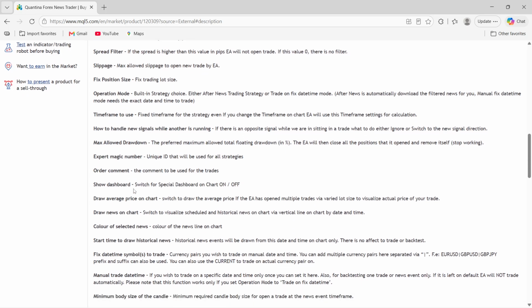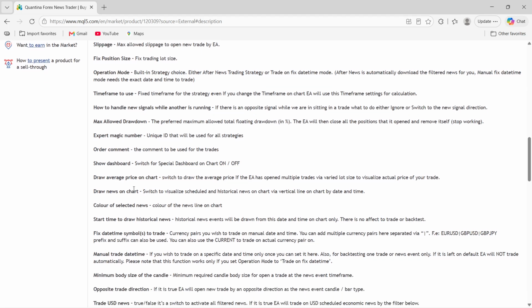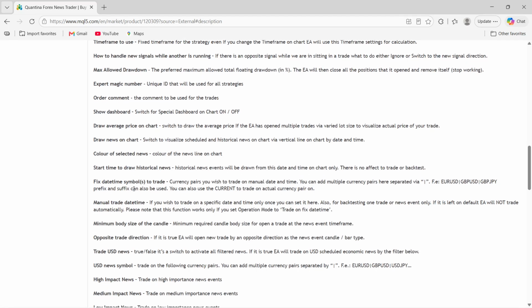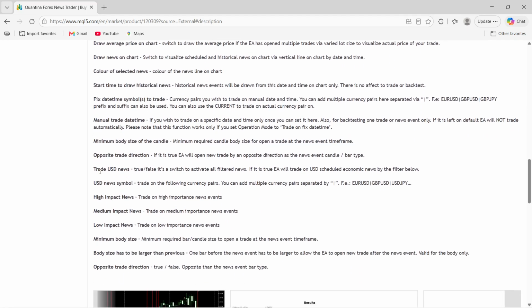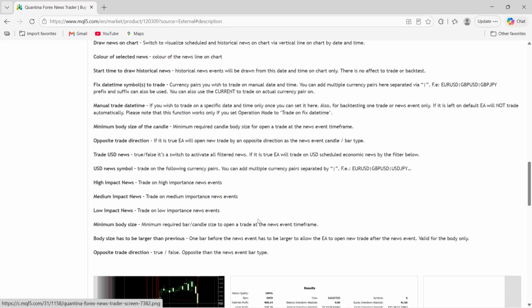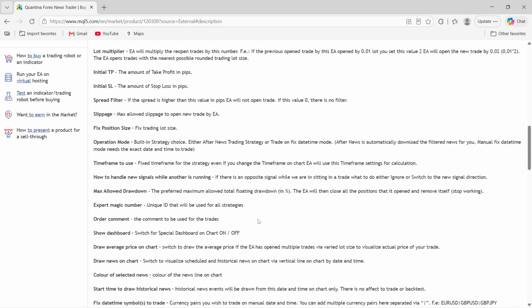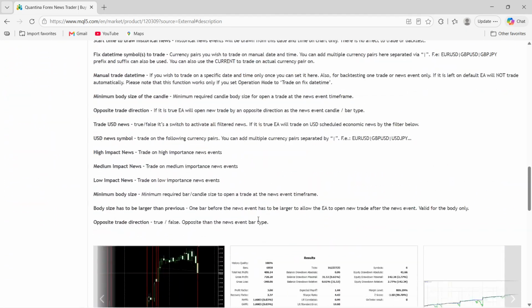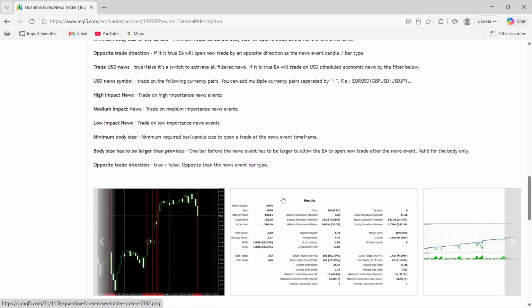So these are actually very handy parameters that you can tweak to fit your preferred strategy and risk appetite. There are a lot of them, even down to trade USD news, USD news symbol, high impact news, medium impact news, having to either trade on them or sit them out. You know, there are quite a number of them. So it looks like the performance of this EA will really draw majorly on how much you can tweak the parameters to fit your personal trading strategy.